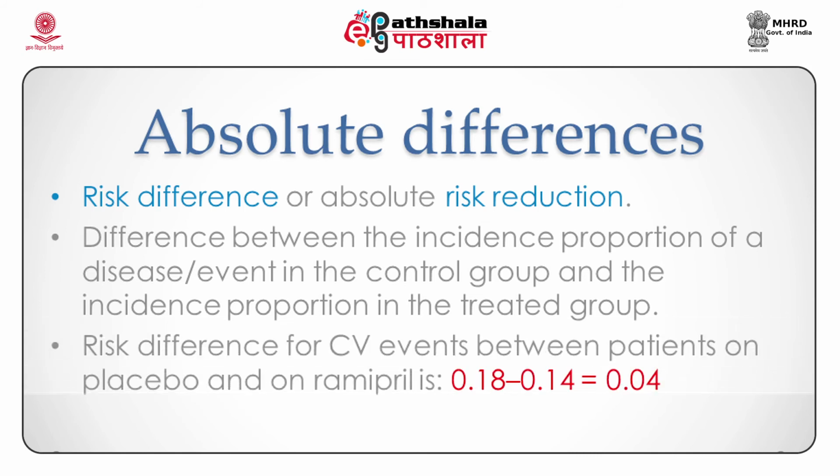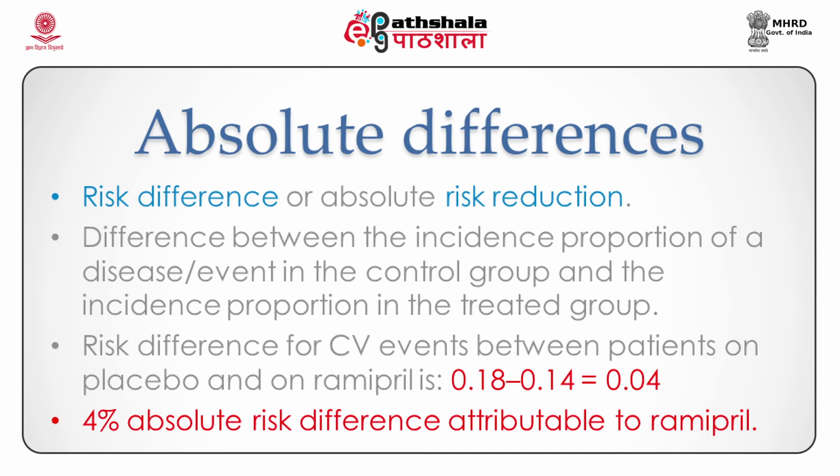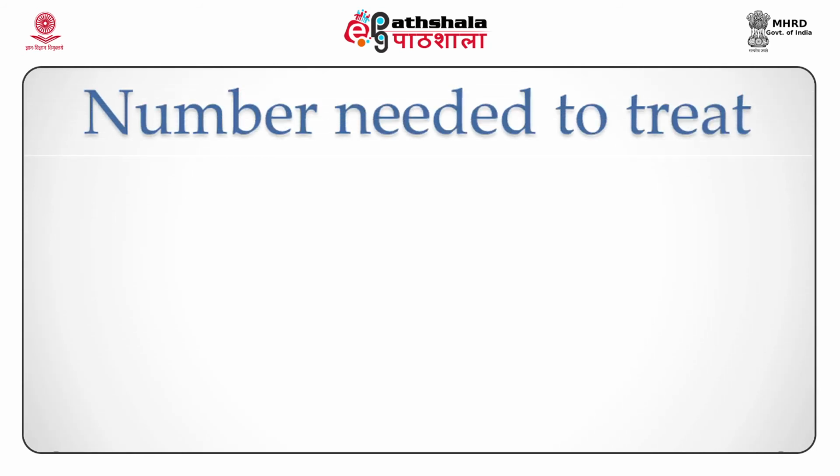The risk difference for cardiovascular events between patients on placebo and on Ramperil is 0.18 minus 0.14, which is equal to 0.04. So, the interpretation of this is that there is a 4% absolute risk difference which is attributable to the effect of Ramperil. A related measure which is used in the epidemiologic literature is the number needed to treat.